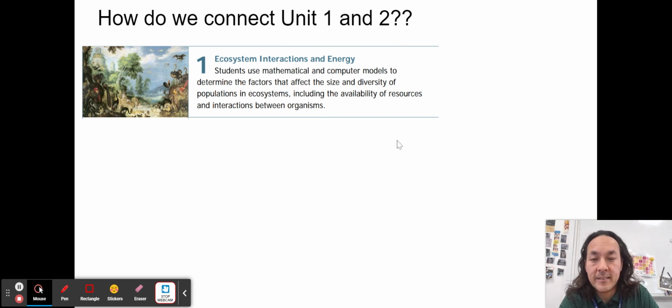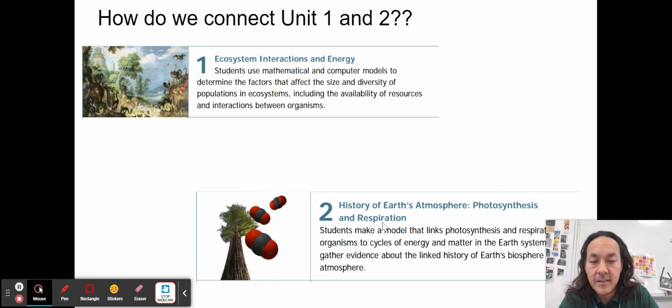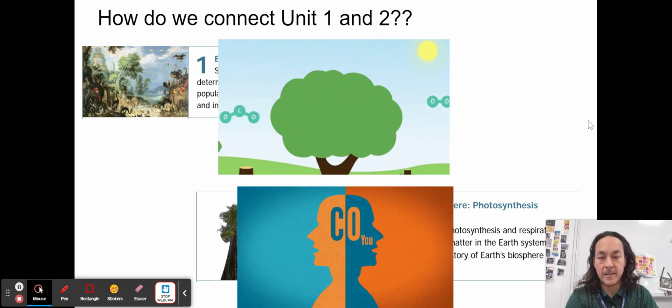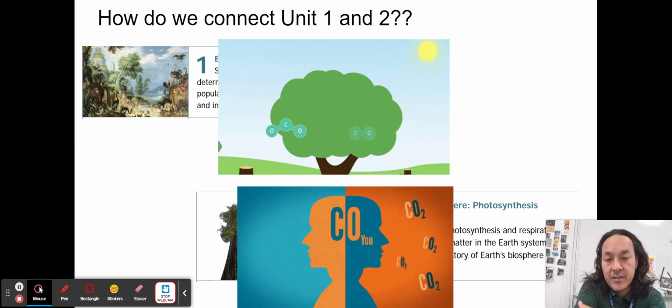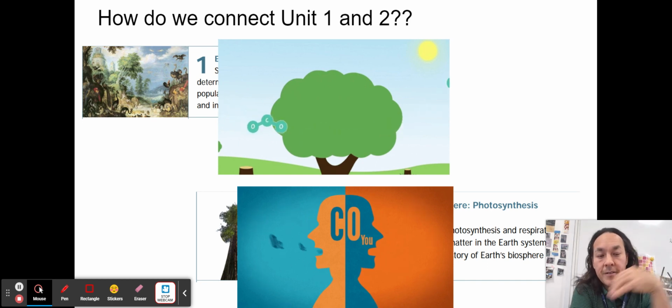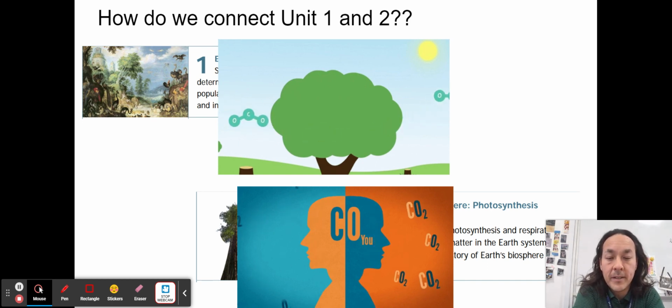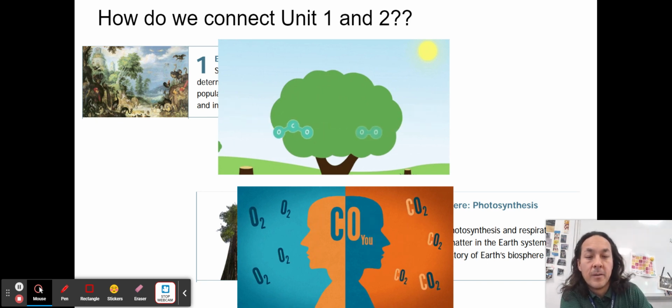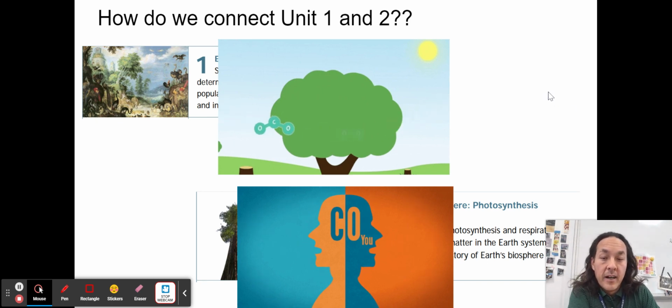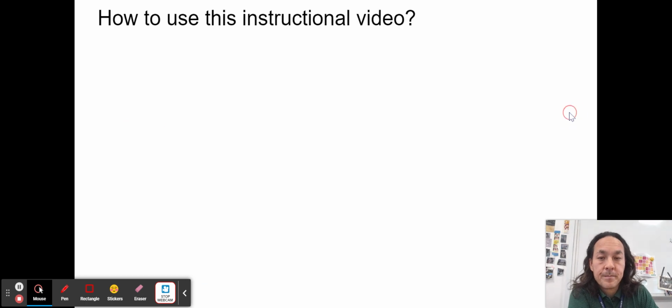So how do we connect Unit 1 and 2? Unit 1 was about ecosystems, like I just said. Unit 2 is the history of Earth's atmosphere, photosynthesis and respiration. And we're connecting them via the carbon cycle. We take in sugars and oxygen, which are produced by autotrophs or plants, and we give off carbon dioxide and water, which plants use to grow and make their own sugar molecules.